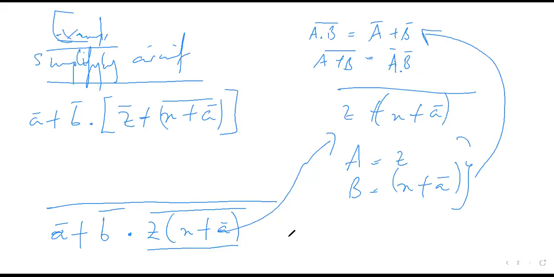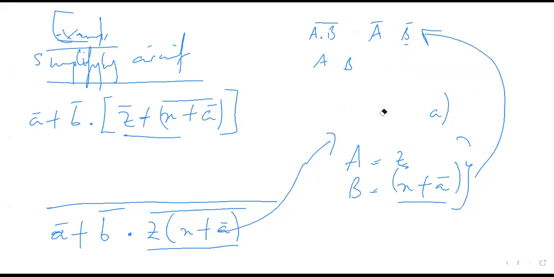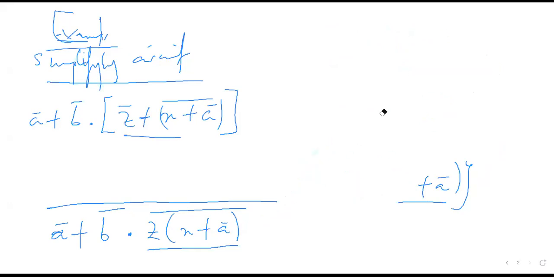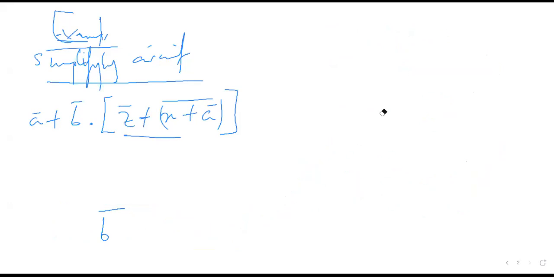What do I get? Just a minute. Okay, what do I get? I come here. I now have A bar plus B bar, which is Z bar plus X plus A bar bar. We come here. I then simplify again. I then simplify again. Which part can I simplify here? Let me see. I then simplify again. The plus part.